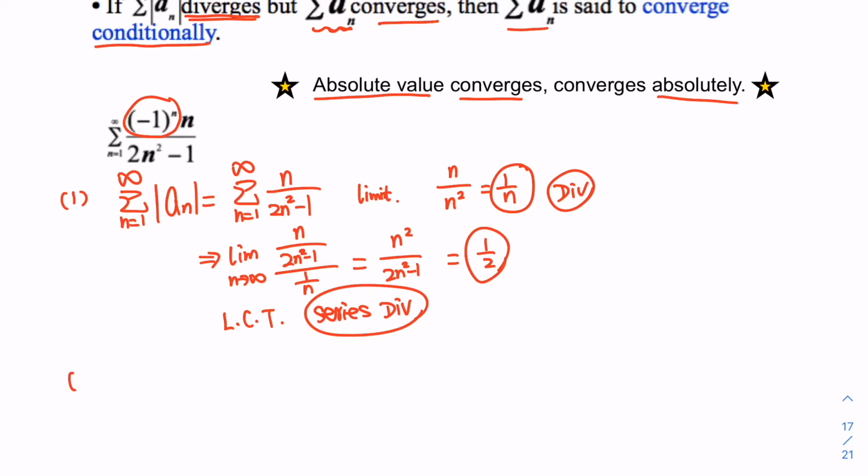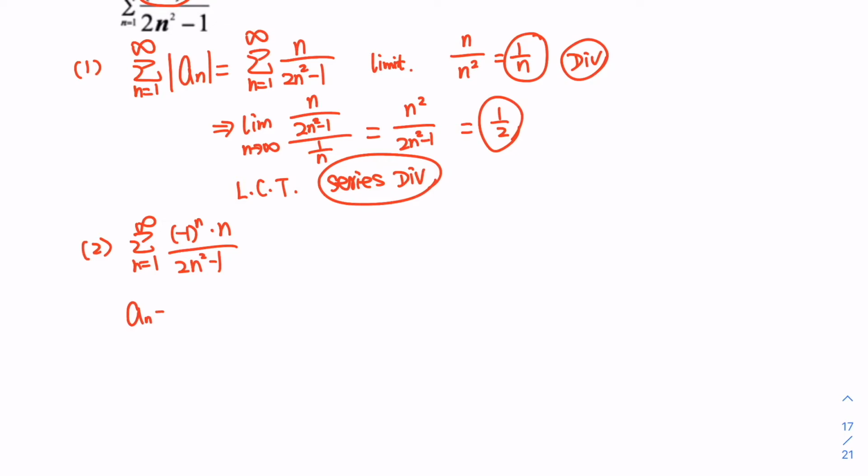Now we need to check the original series, the sum from n equals 1 to infinity. The original series is an alternating series, so a_n here is n over 2n² minus 1. Three conditions: a_n is positive, and as n goes to infinity, a_n goes to 0. Next, we have to check if this function is decreasing.